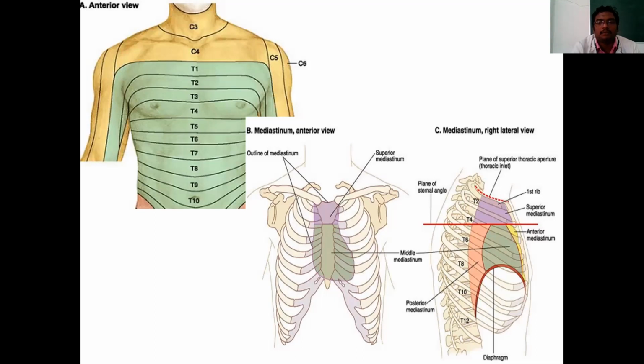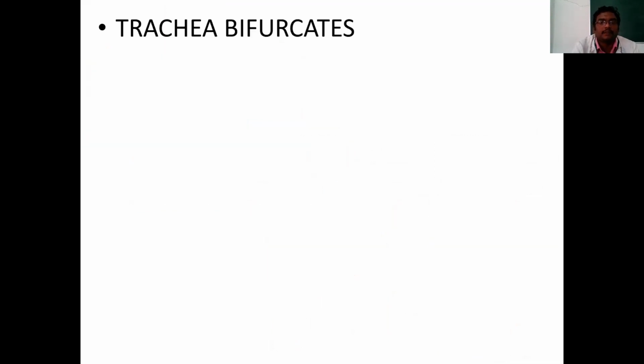Next, in the next diagram, you will be able to get the division of your mediastinum into the superior mediastinum and inferior mediastinum. This division also takes place at your sternal angle. Another thing is the bifurcation of the trachea. At the level of the sternal angle only, it is going to divide into two, the right and left bronchopulmonary segments.